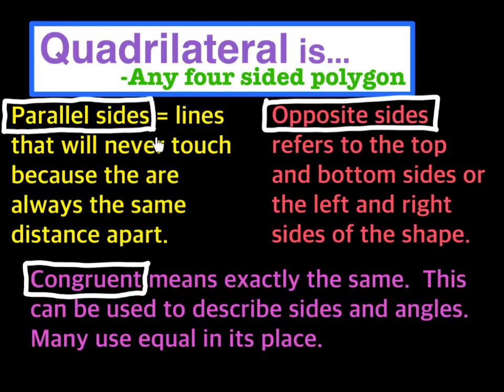Our first one here is parallel sides, which means lines that will never touch because they're always the same distance apart. Very much like our equal sign. These lines would be said to be parallel.